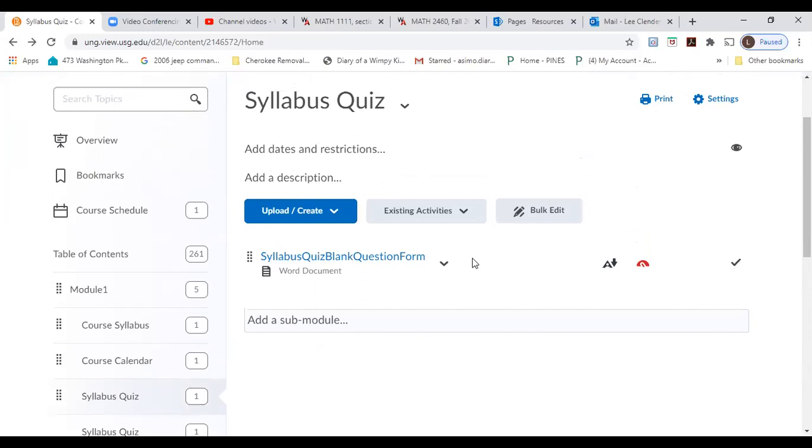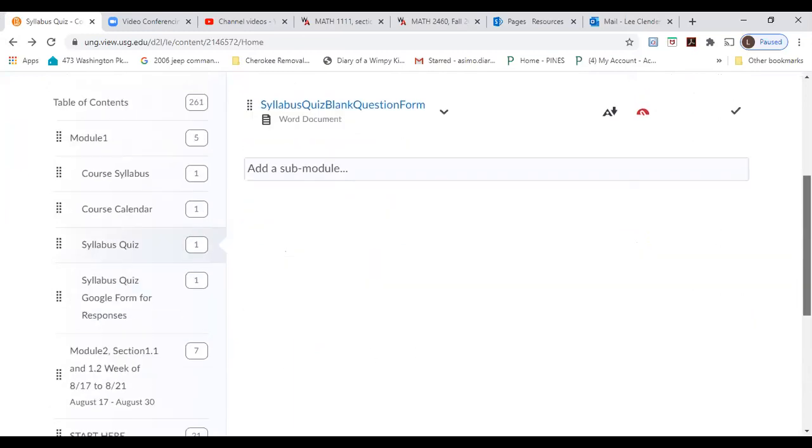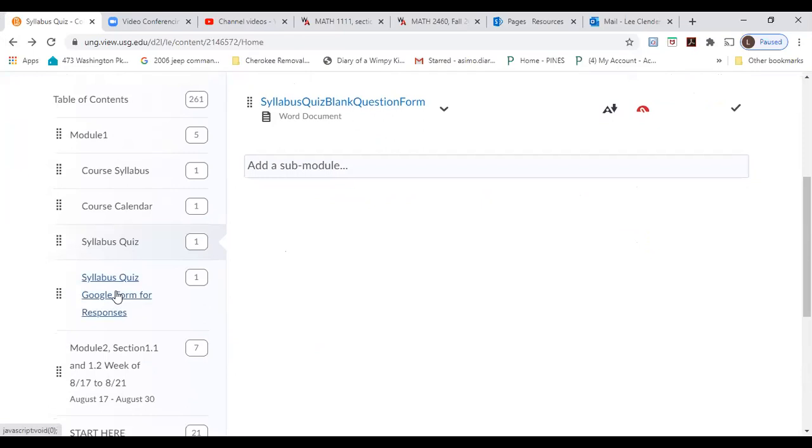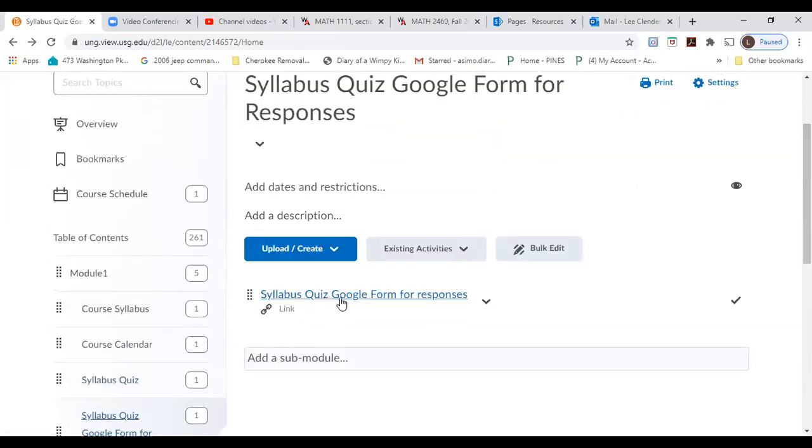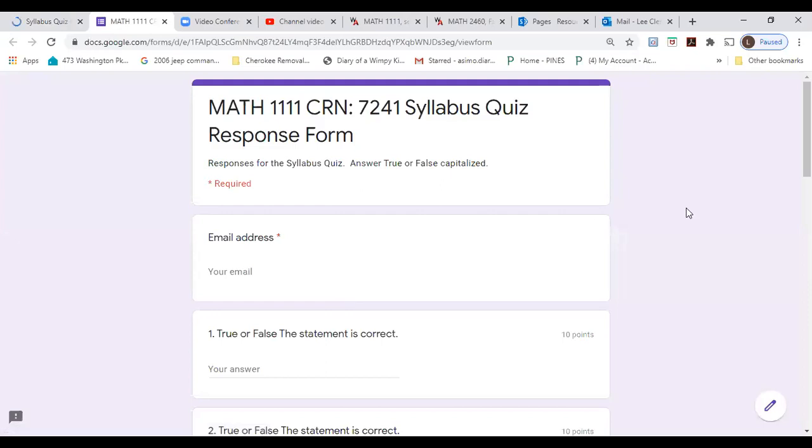okay, well, it doesn't seem to be right here. It's over here to the left, syllabus quiz, Google form for responses. So here is where you'll make your responses. It's a Google form. And if you click it, I'm going to follow the same format on everything, the syllabus and 1111-7242. I'm keeping the form separate because it helps me collect the grades and keep them sorted.